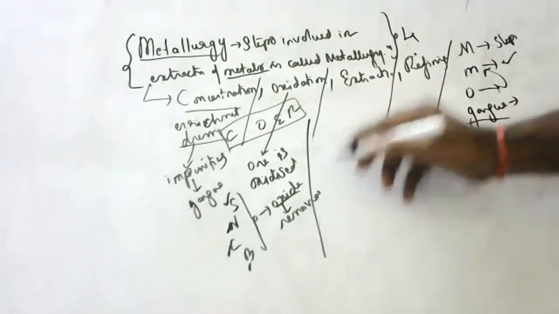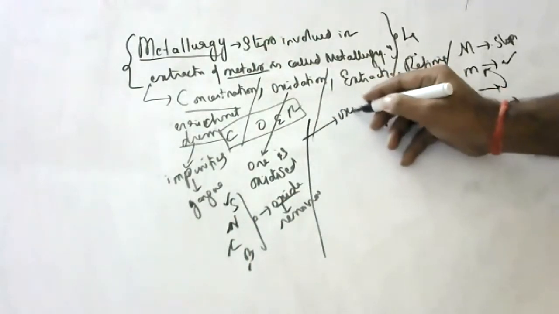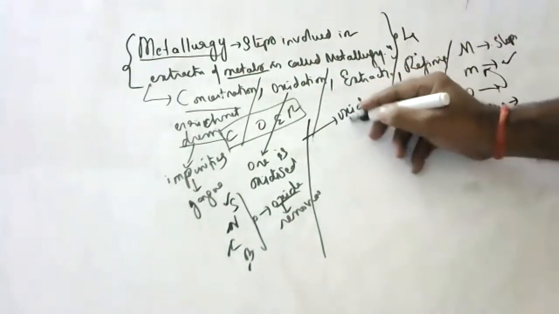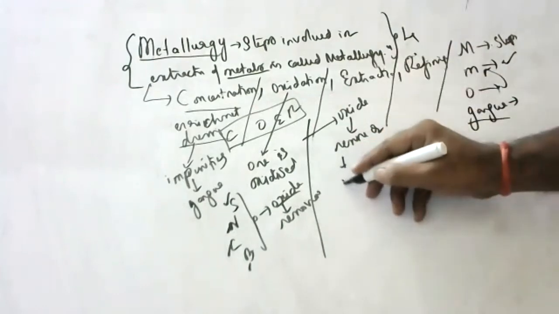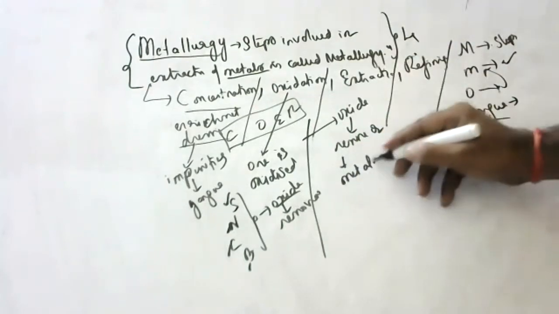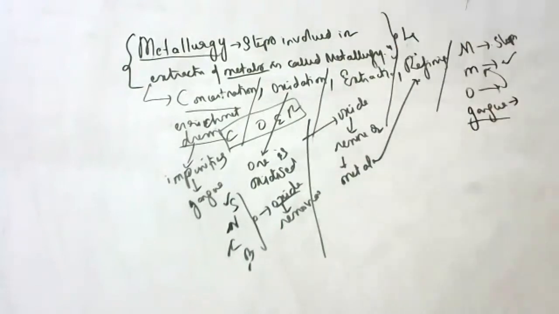Next, extraction. Now we have oxide ore. We converted the ores into oxide. From oxide, you remove oxygen, you will get the metal. That is called extraction. Now this metal, you have to subject it to refining. That is how metallurgy is done.